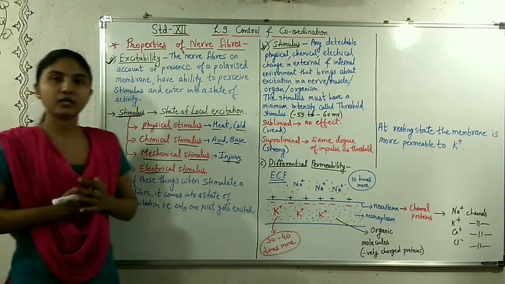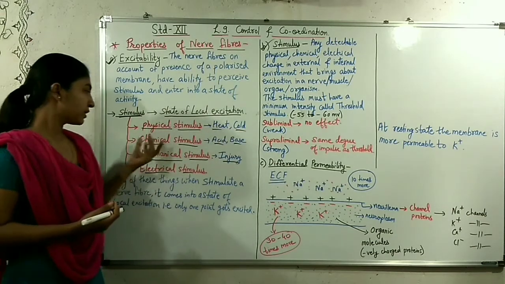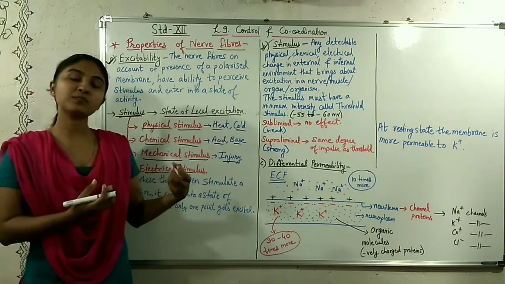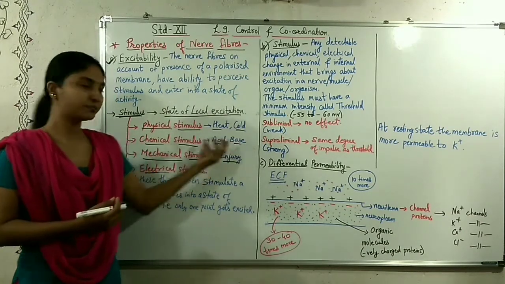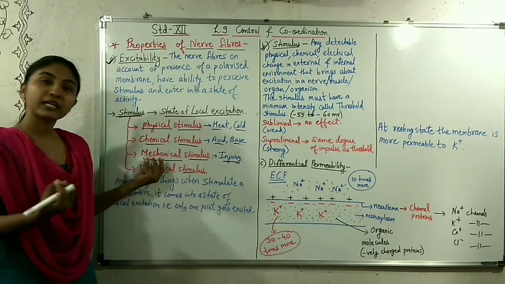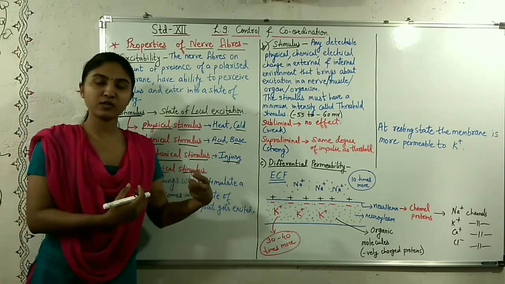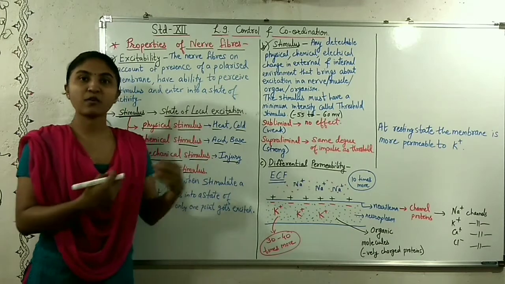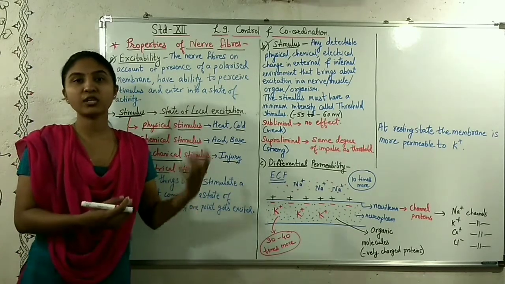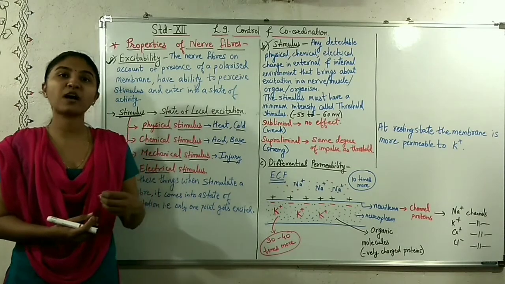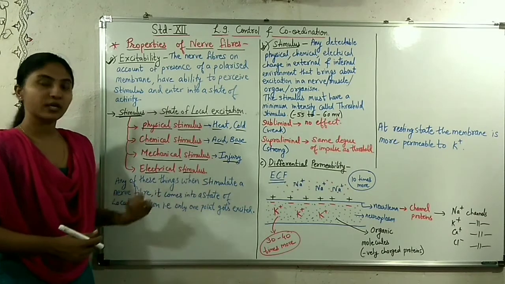Physical stimulus: the nerve fibers may get stimulated due to heat or cold. Chemical stimulus: the nerve fibers may also get stimulated because of some acid and base. And mechanical stimulus: the nerve fibers get stimulated because of an impact which is made on the nerve fibers. For example, any injury. If you suffer from any injury, at that time what happens? The nerve fibers get stimulated. And the next is electrical stimulus.